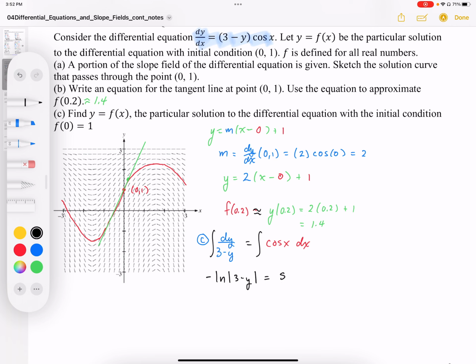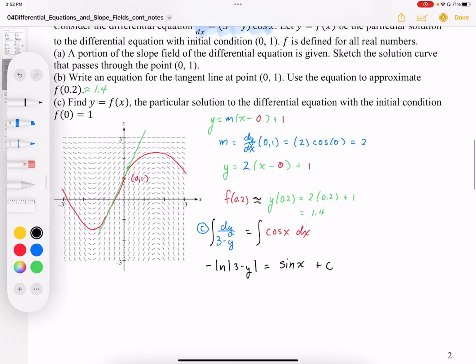The antiderivative of cosine is going to be sine, and then we have to make sure we have a plus c. I don't like that extra negative with the log, so instead of putting it into the log, I'm just going to put it on the other side, and I'm going to call this c2 minus sine x, and I'm going to solve for c2 instead of solving for the original c.